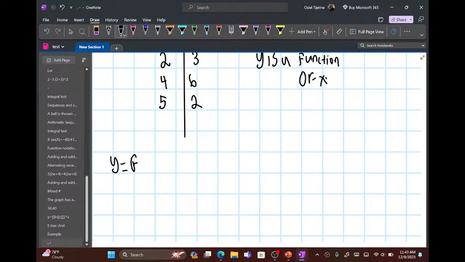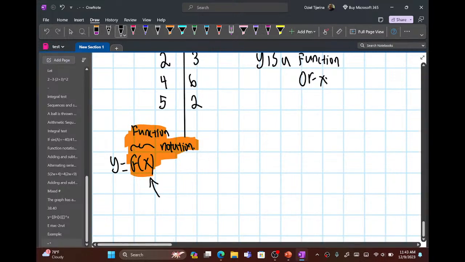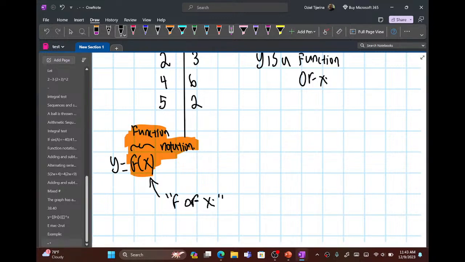This right here is what we call function notation. Okay, guys, so that is another part that I want to define here. It is called function notation, and we read this as f of x. Sometimes people say f parentheses x, but really it's f of x. Okay, so that is how we read that.